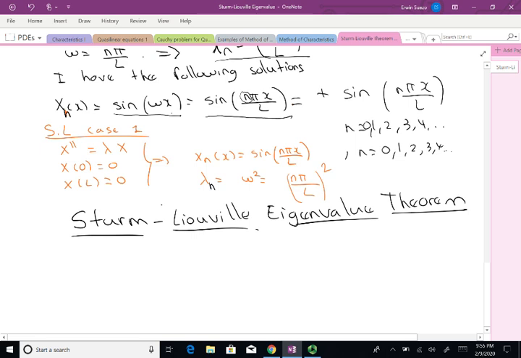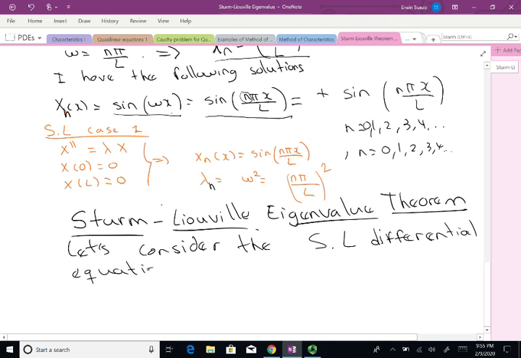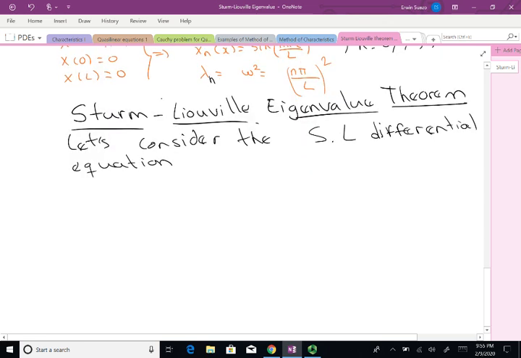So the regular Sturm Liouville eigenvalue problem consists of the Sturm Liouville differential equation. So let's consider the Sturm Liouville, let me call it SL, okay? Sturm Liouville differential equation. And this equation looks as follows.